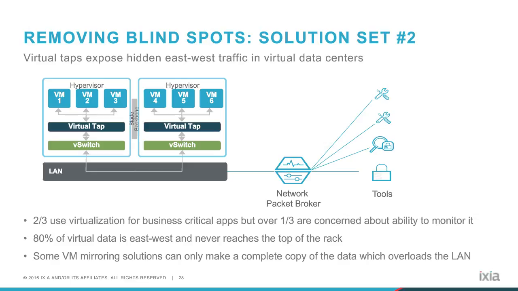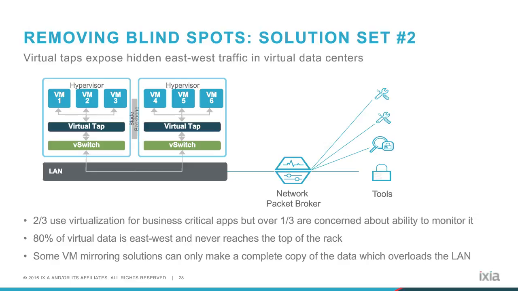According to Gartner research information, up to 80% of virtual traffic travels in the east-west direction. This means that this type of traffic never reaches the top of the rack where it can be captured by a traditional physical tap or span port. So you literally have no idea what is or could be passing back and forth on your virtual machines. This could lead to security, performance, and regulatory compliance issues.